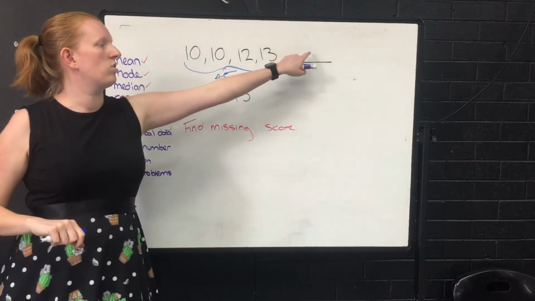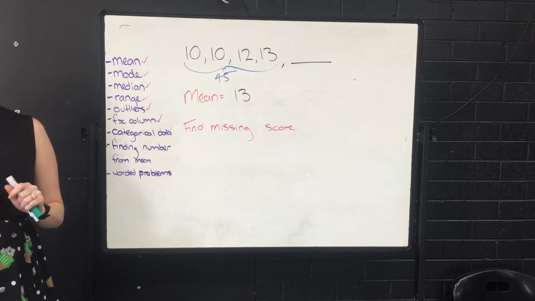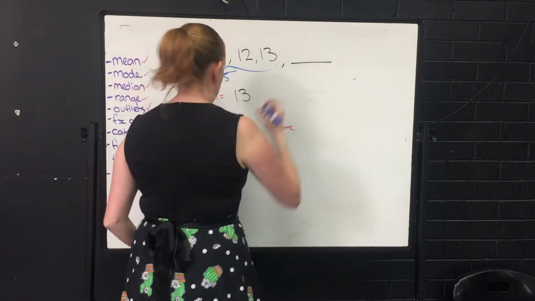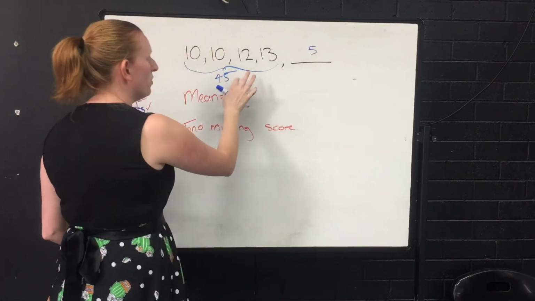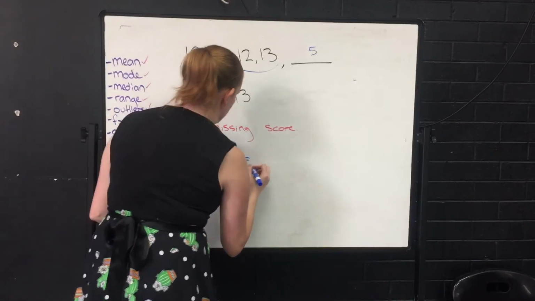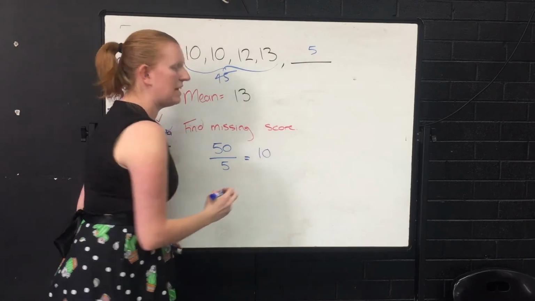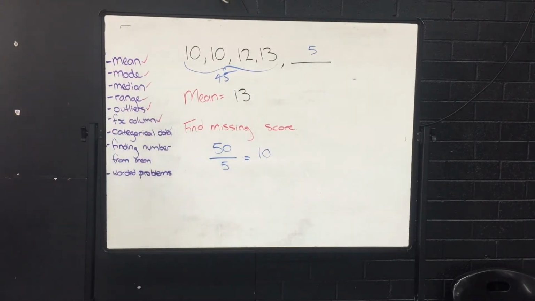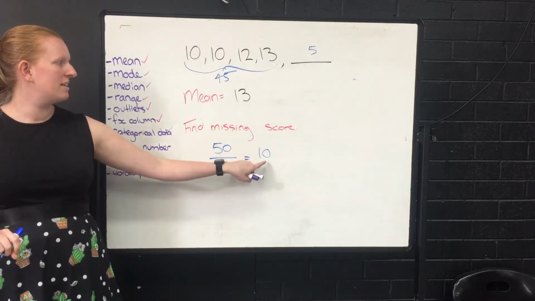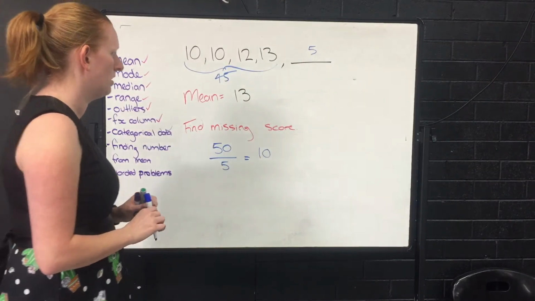What number might I try here to find out if it gives me a mean of 13? Throw a number at me that we can try. 5? Okay, let's give 5 a try. So 45 plus 5 would give me 50 divided by 5. How many 5s go into 50? 10. So that would give me a mean of 10, not a mean of 13. So it has to be a number bigger than 5. Alright, give me a number bigger than 5 that we can try.